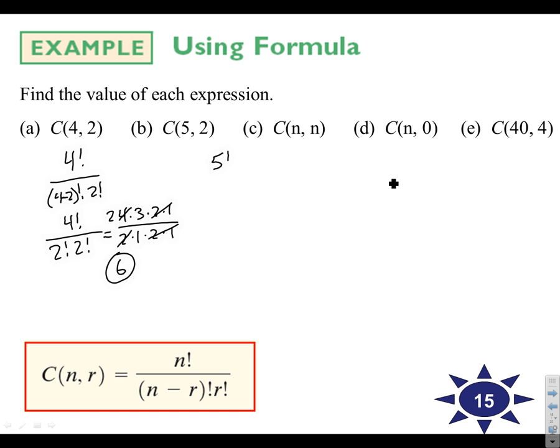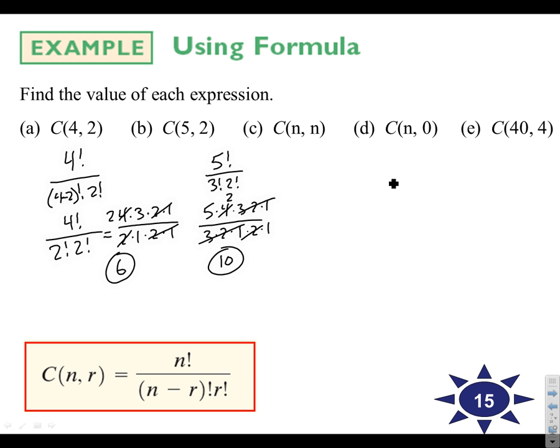So we've got 5 factorial over (5 minus 2), which is 3, factorial, times 2 factorial. 5, 4, 3, 2, 1 over 3, 2, 1 times 2 times 1. And you'll notice that those all canceled. Those will reduce. 5 times 2 is 10. So you're seeing that the numbers are a lot smaller if we don't care about the order.